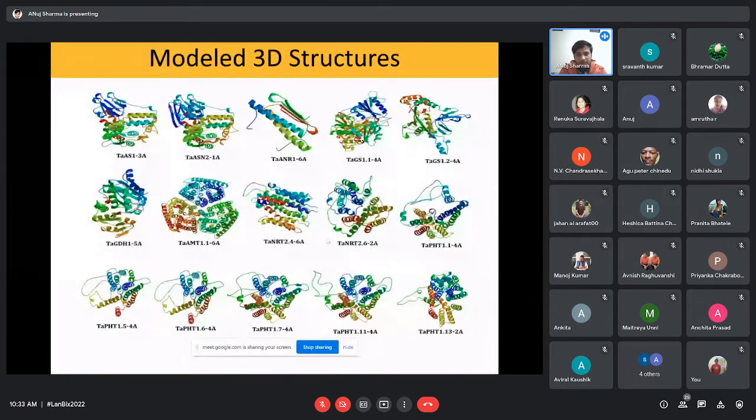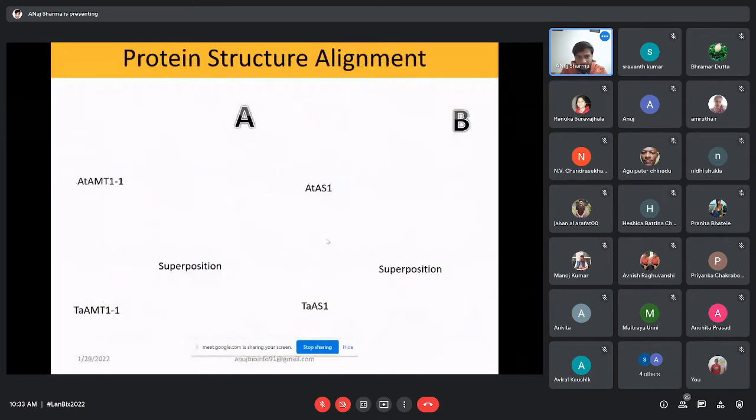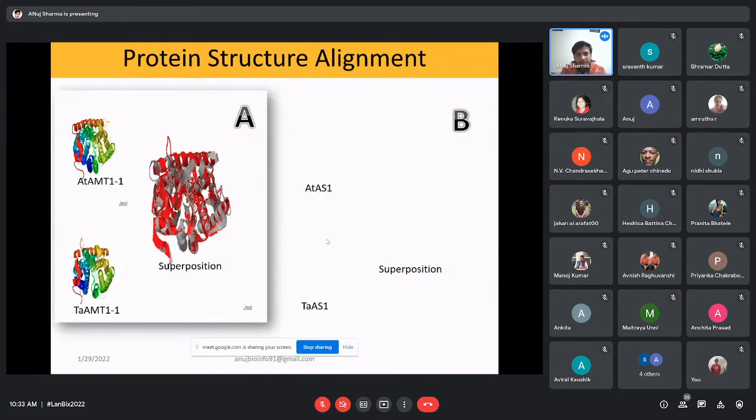So here are the 3D structure models for different proteins. All these protein structures have been predicted using the same approach, and further rendered in UCSF Chimera and PyMOL for structure annotation. And we also conducted protein structure alignment.